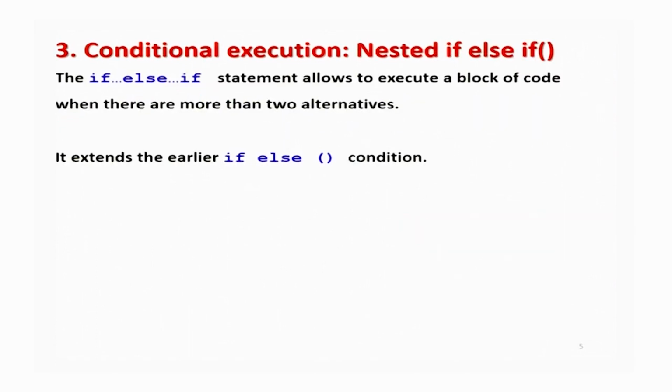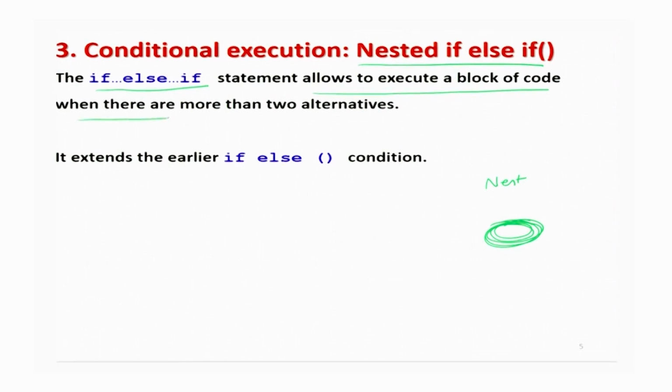Now I am going to work on another aspect, which is a sort of extension of the if else condition, and this is called nested if else. So do you know what a nest is? Have you ever observed how a bird makes a nest? It will take some sticks and put one stick over another and so on, right. So in this case we use the if, else if etc. a couple of times, and this statement allows us to execute a block of code when there are more than two alternatives, right. So, as I said, this is a sort of extension of the if else condition.